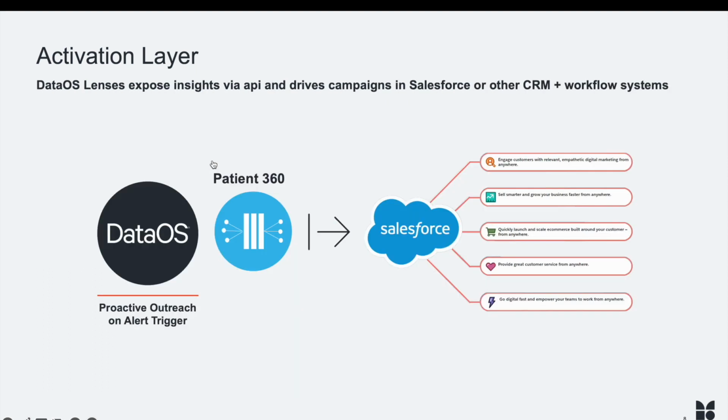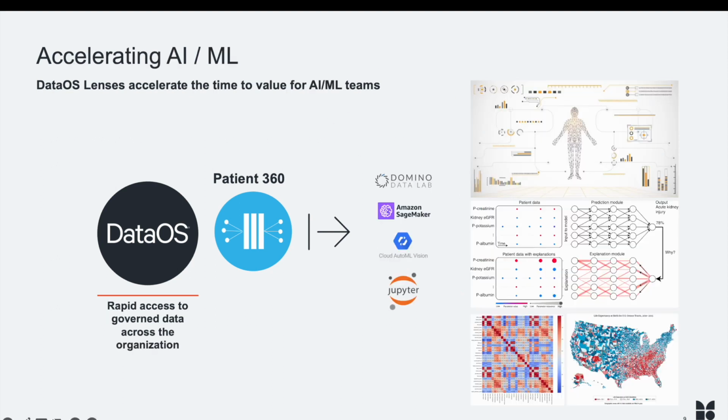With DataOS, you can also activate to Salesforce and other CRM systems directly to the patient lenses that you've set up. This can enable data-driven outreach, marketing, and patient satisfaction. And DataOS can also accelerate AI and machine learning by connecting to Jupyter Notebooks, Domino Data Lab, or the preferred tools, enabling all of the analysis and collapsing the time to access governed data. So rather than spending 80% on data preparation, that paradigm can be flipped so that 80% can be spent on the modeling and the value creation work for AI and machine learning teams.